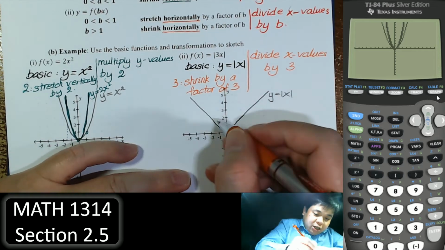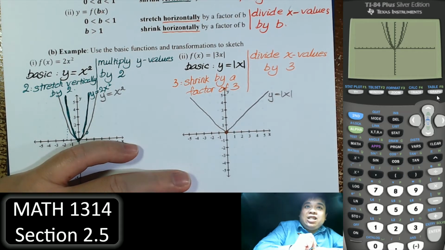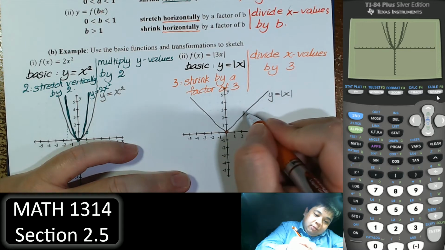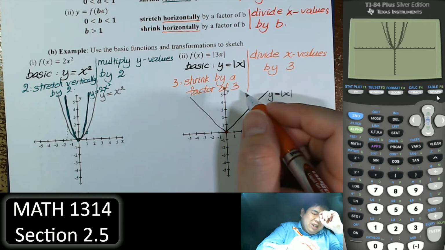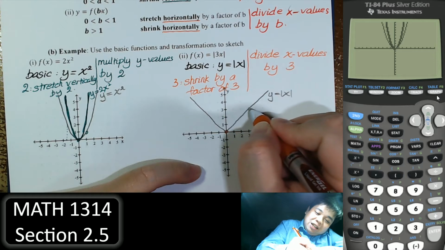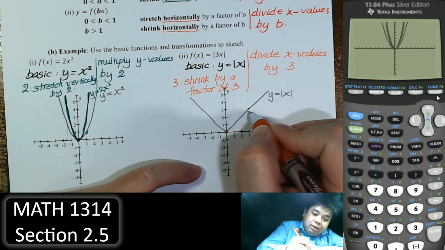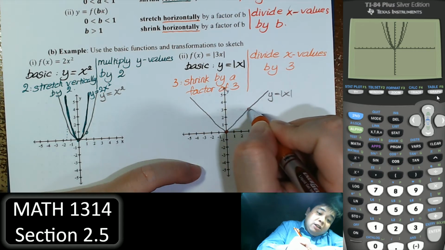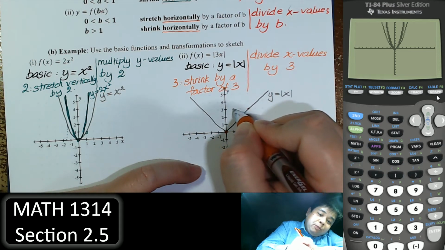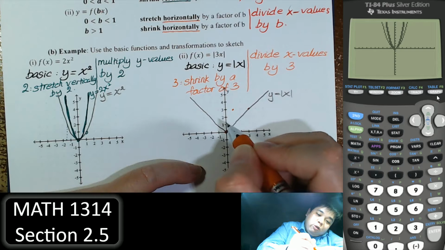Right. This point, x equal to 0, divided by 3 is 0. Next, this point, x is equal to 3. Divided by 3 is 1. So instead of that point, we move there.